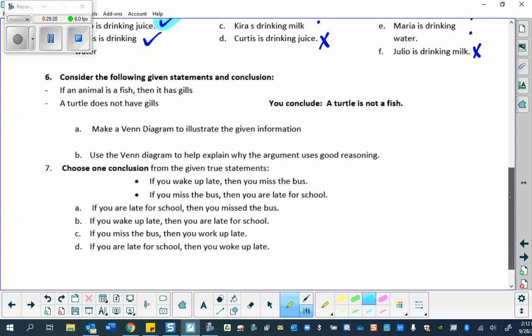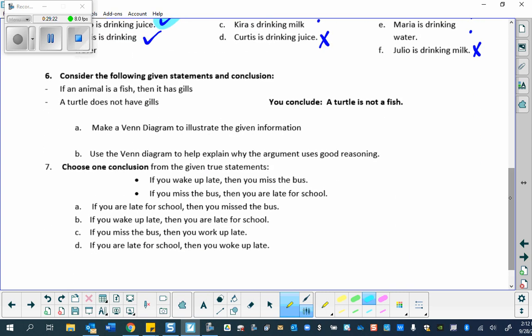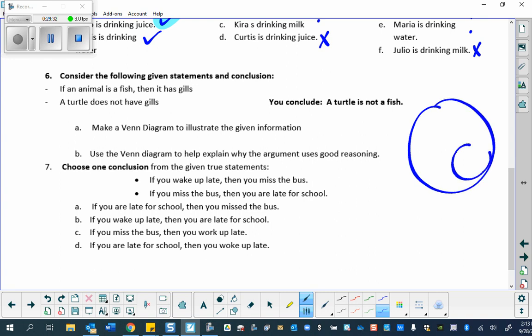All right. Consider the following statements and conclusions. If an animal is a fish, then it has gills. Now, when it says make a Venn diagram showing that, we can have an argument over what is the subset of the other. Are fish the only animals with gills?